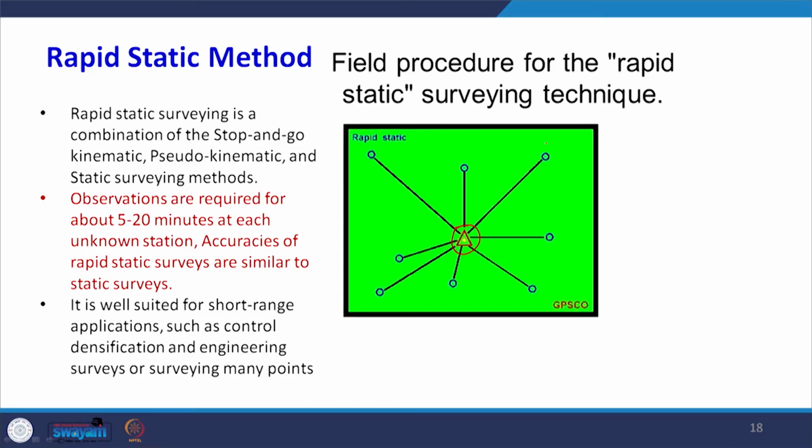Then we have the rapid static method. In the rapid static method, there is a base station here, and you can see that all around the base station the observations are being taken. So, the rapid static method is a combination of two methods. What are those? Stop and go kinematic method, pseudo kinematic and static survey method. It is a combination of that.